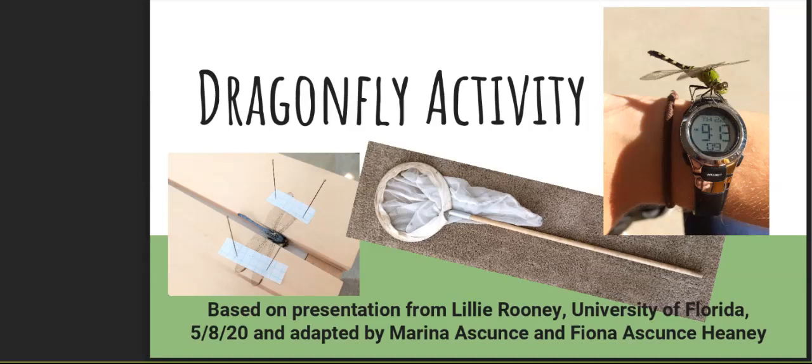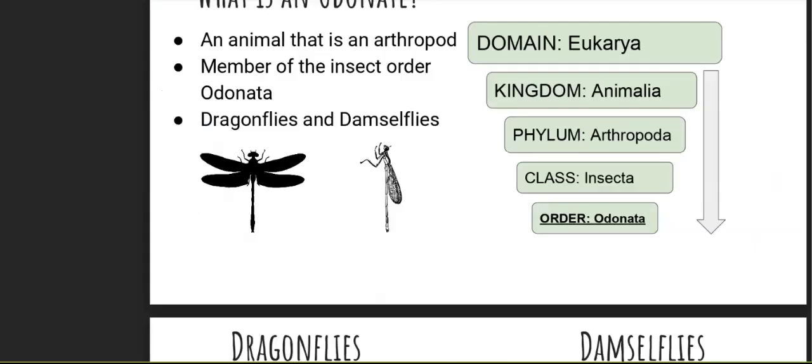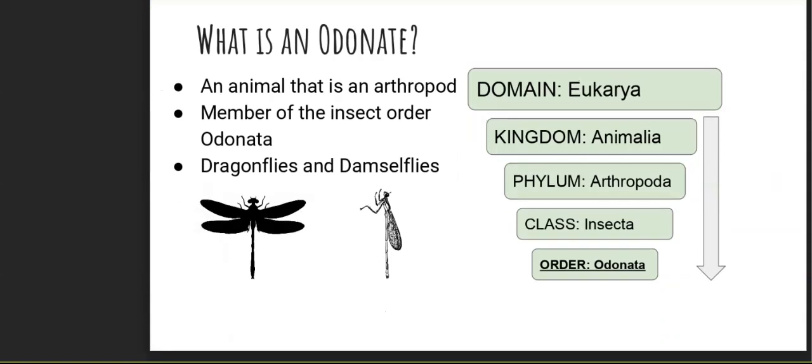So a little bit about dragonflies. Dragonflies are insects. So they're part of the domain Eukarya, kingdom Animalia, phylum Arthropoda, class Insecta. So the class Insecta is what you know as insects. But within insects, there is a lot of diversity. And dragonflies belong to an order, Odonata.